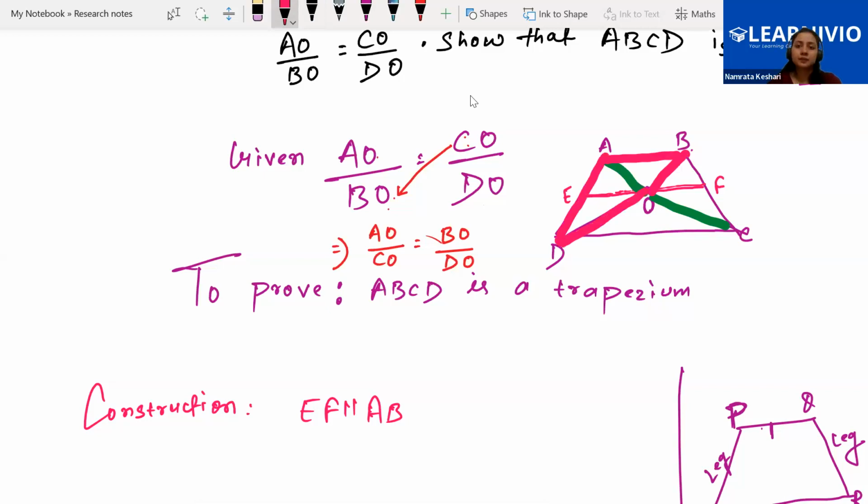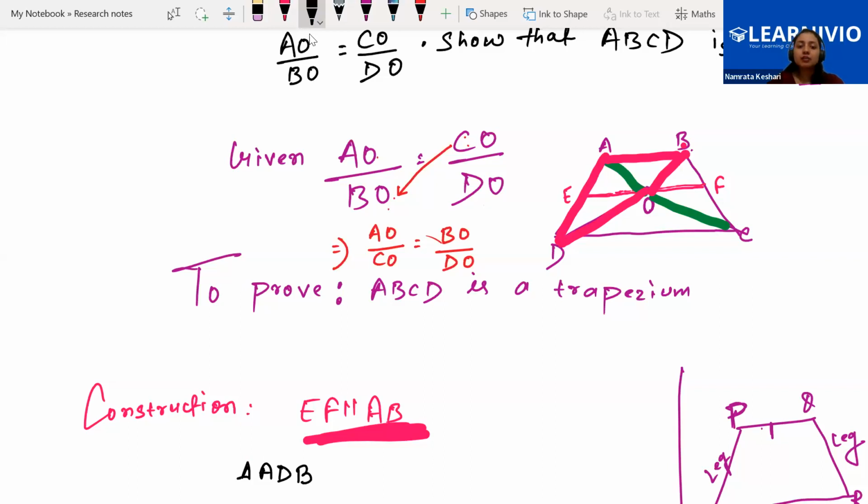Let's take this triangle. Triangle ADB. Here we will say that EO is parallel to AB. How? Construction. We will be taking triangle ADB. Let me write it over here. Focus on triangle ADB, the pink color triangle.